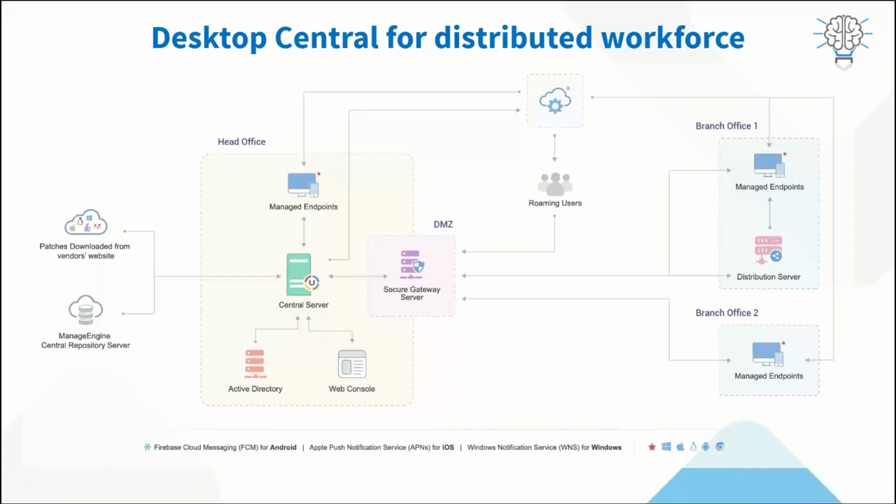In the wide area network, the agents can directly contact the Desktop Central server, or they can contact the server through the distribution server at remote offices. Further, Desktop Central can also be used to manage roaming users, so we can enable an add-on in the firewall or configure a secure gateway server like I mentioned earlier. When roaming agents try to contact the Desktop Central server, they get routed through the secure gateway server.